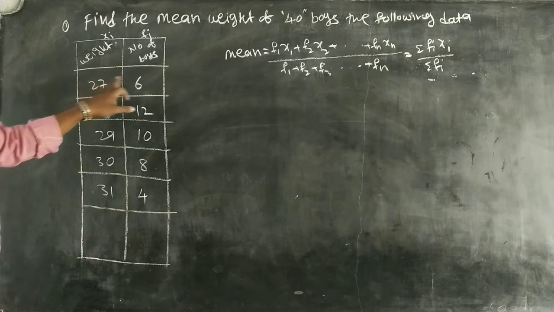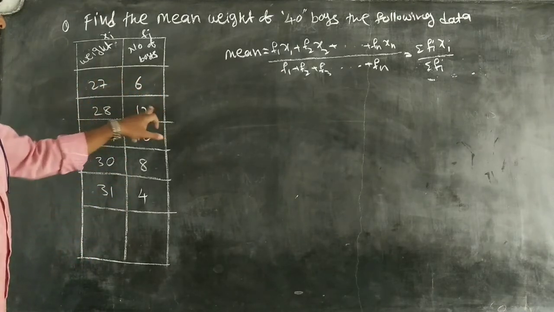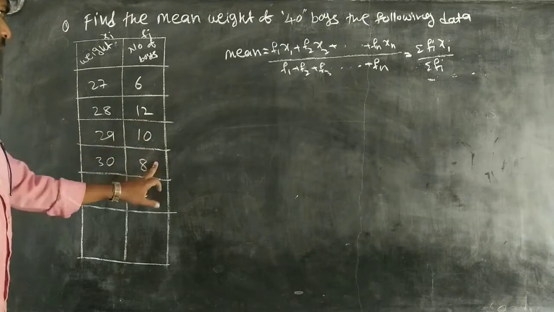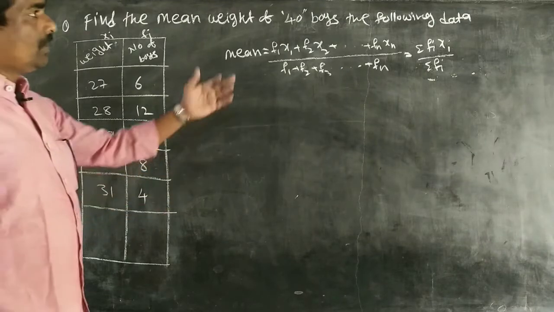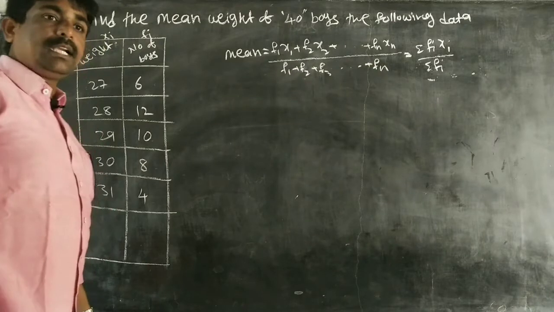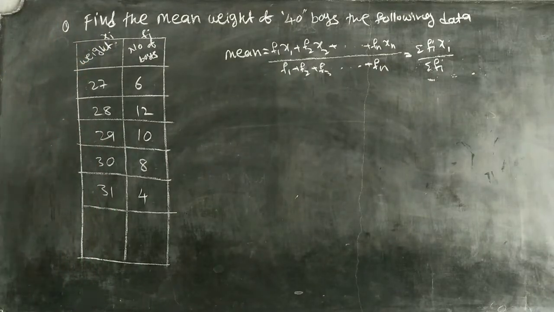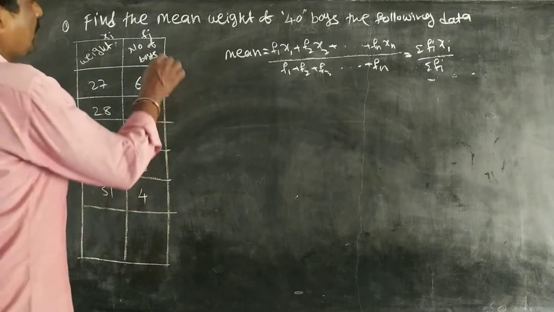So first you have to multiply these two. Then after, you have to substitute in that table. Okay? Right. So I'll take another one.